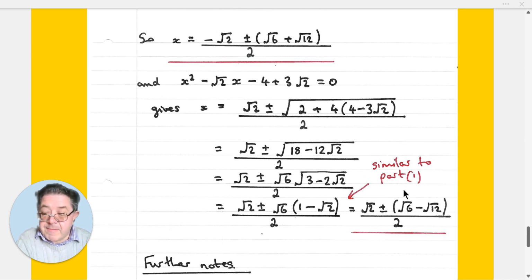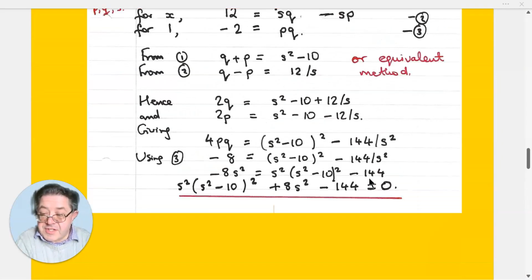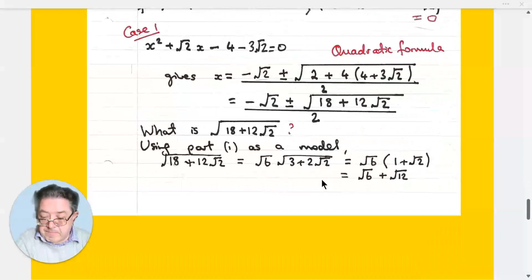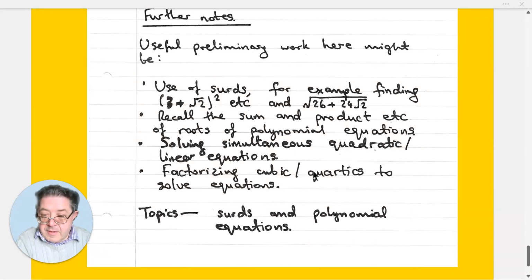So a nice question there that has involved solving quadratic equations, plenty of surds, a disguised cubic and something on roots of equations. Preliminary work for this question might have been use of surds, the sum and product of roots of equations, solving simultaneous quadratic linear equations, and factorising cubics and quartics, all useful A-level material which is relevant to this question.